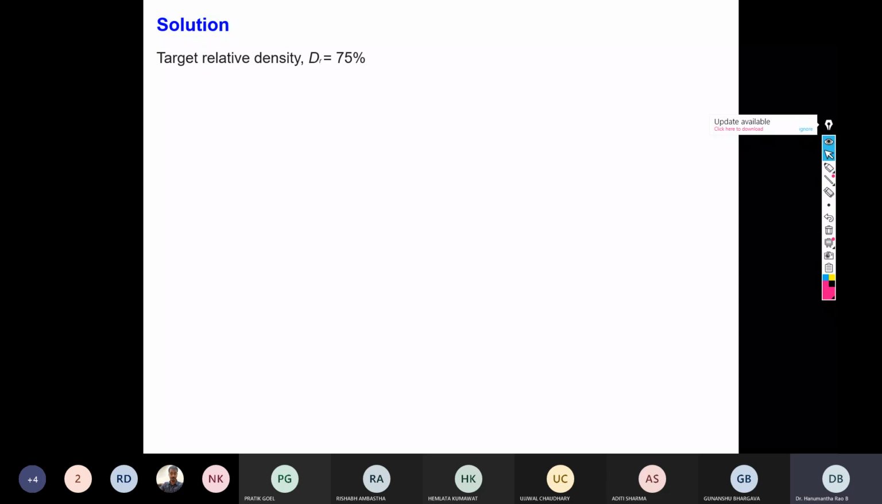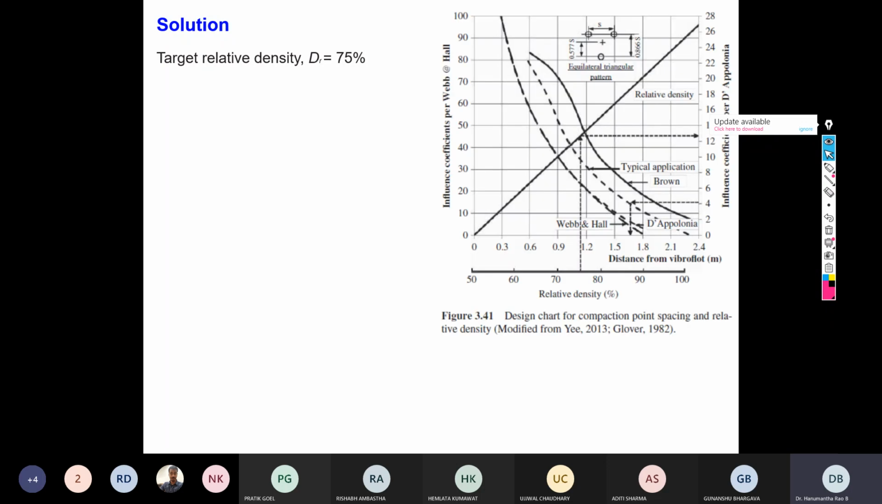So first, our target relative density is 75%. This is fixed. Then if you recall, this is the graph proposed by D'Appolonia, Webb, and Brown, and this is for a triangular pattern. As you can see, this is valid for a triangular pattern, and our target relative density is 75%. So it is a triangular pattern, so it is quite clear. There are three probe locations.